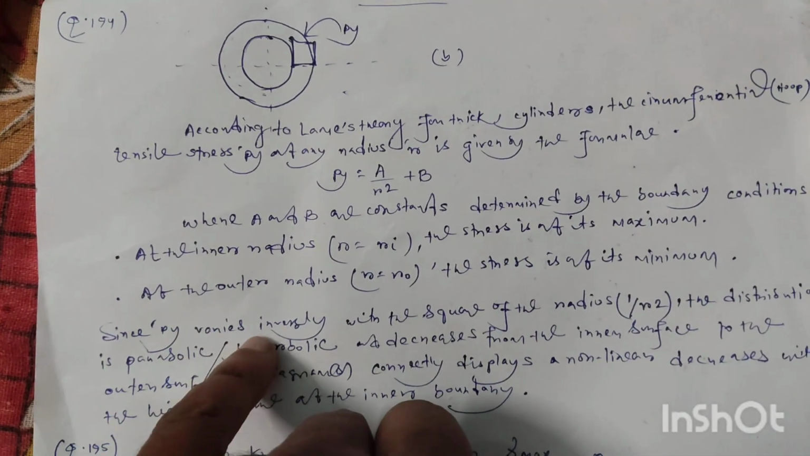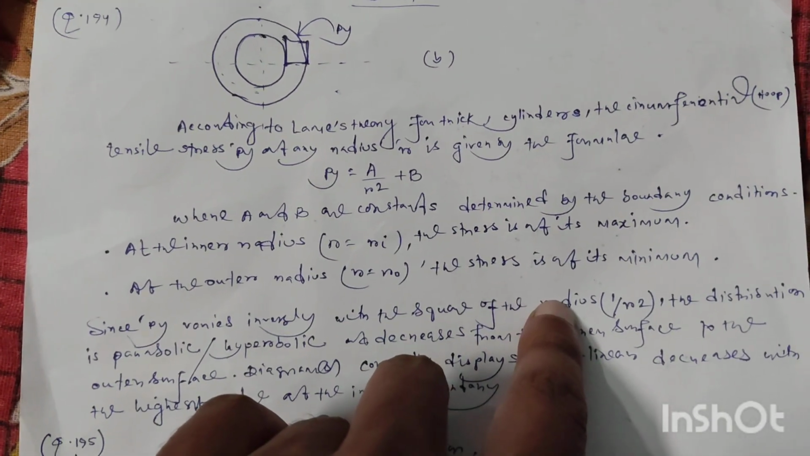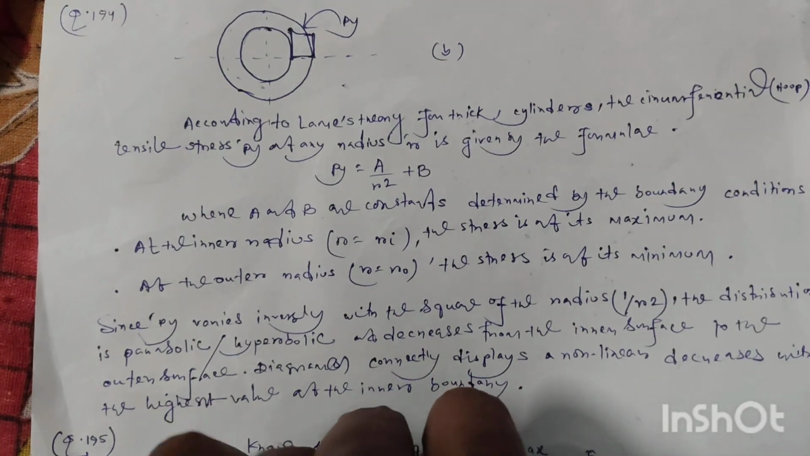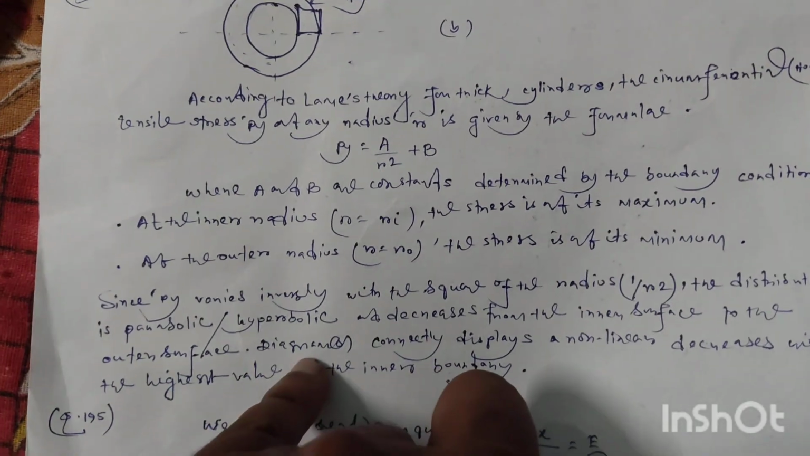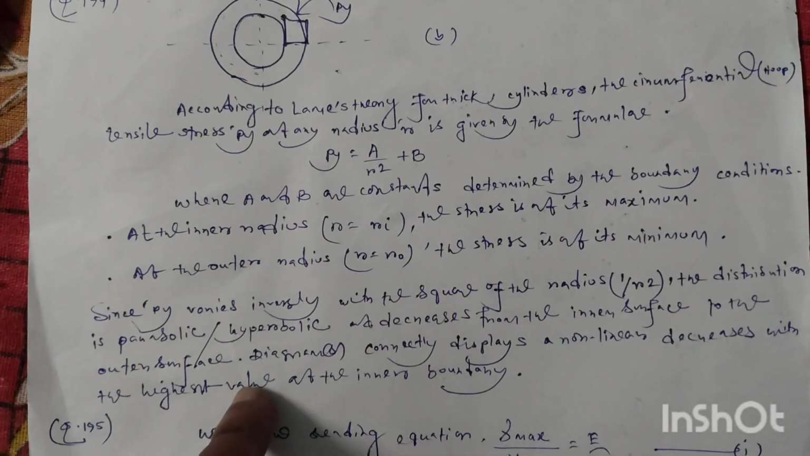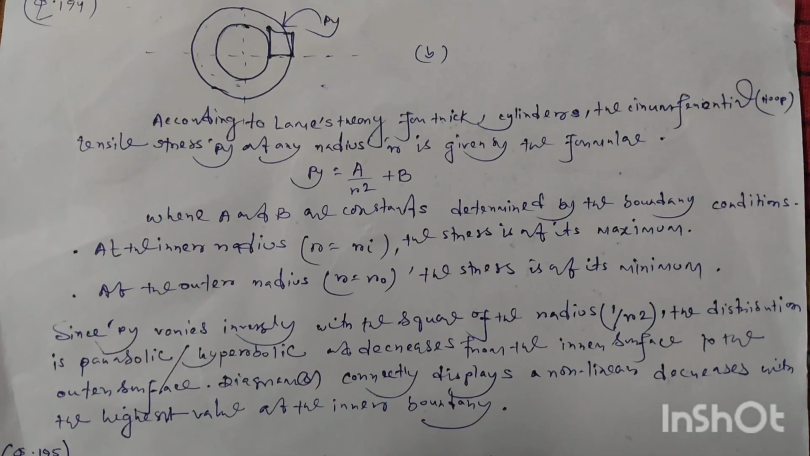Since Py varies inversely with the square of the radius, 1 by r square, the distribution is parabolic or hyperbolic and decreases from the inner surface to the outer surface. Diagram B correctly displays a non-linear decrease with the highest value at the inner boundary. So option B is the appropriate answer.